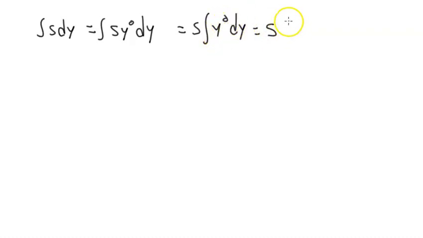So y to the power 0 becomes y to the power 0 plus 1 divided by the exponent 1 and then plus c. So your answer will be 5y plus c.